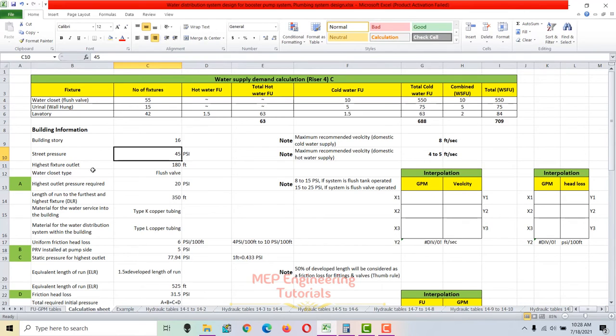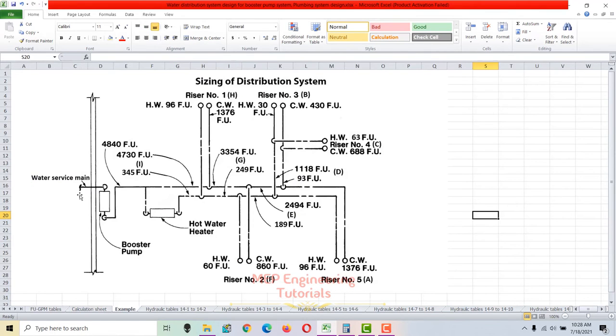So now the next thing over here, this is the street main, and this is the piping which we took from the street main, that is the water service line. And then we have a booster pump in here, and this is the suction of the booster pump, this is the discharge of the booster pump. And then from this point, we have taken the hot water heater supply, and this one is supplying hot water, and then this one is supplying cold water.